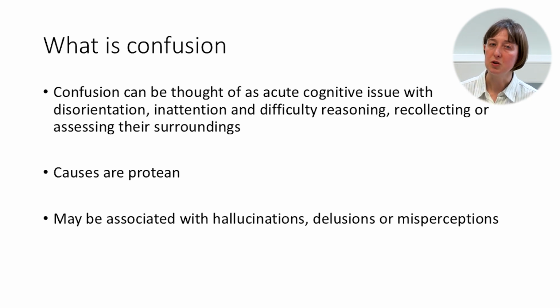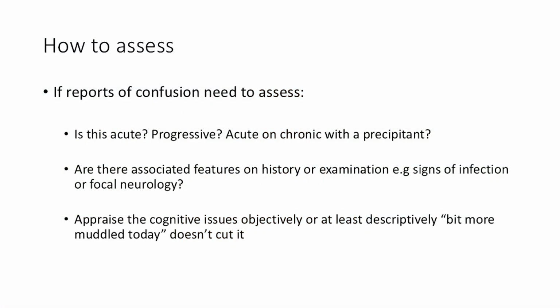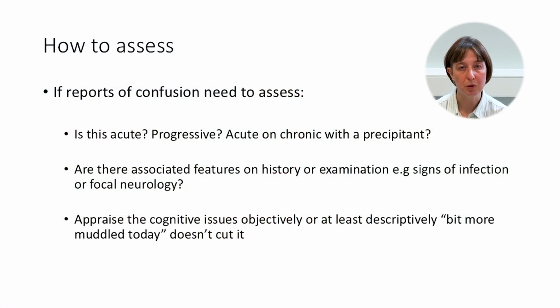If people are confused, you might be told that their behaviour is altered. They may also have hallucinations, delusions, or misperceptions. So if you have a patient who is reported to be confused, try and establish whether this is entirely new, whether they had any problems before, or whether this is a hyperacute onset. So did it just happen just like that? Is it progressive? Have they been having months, weeks, even years of worsening confusion? And then what has changed if that's the case?